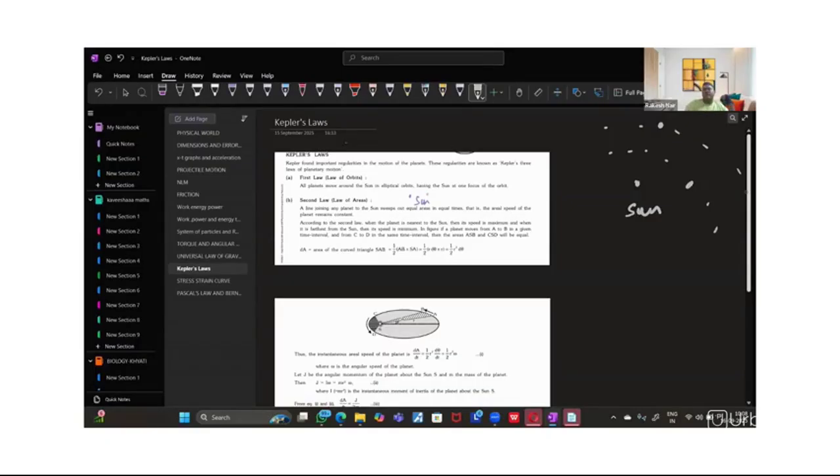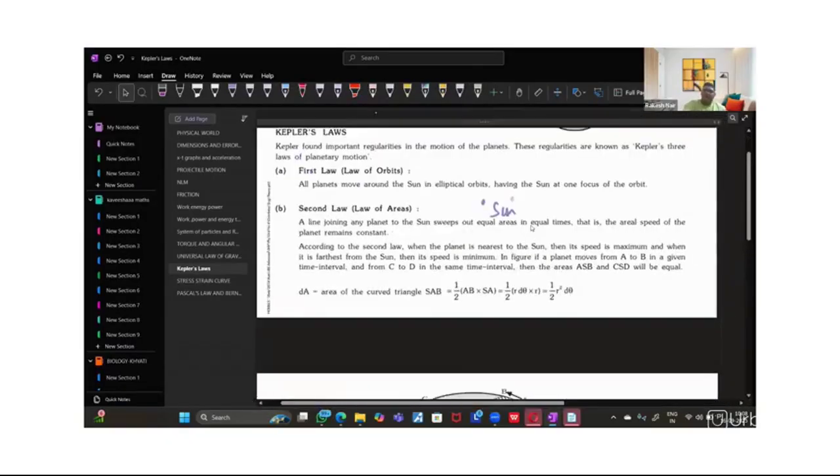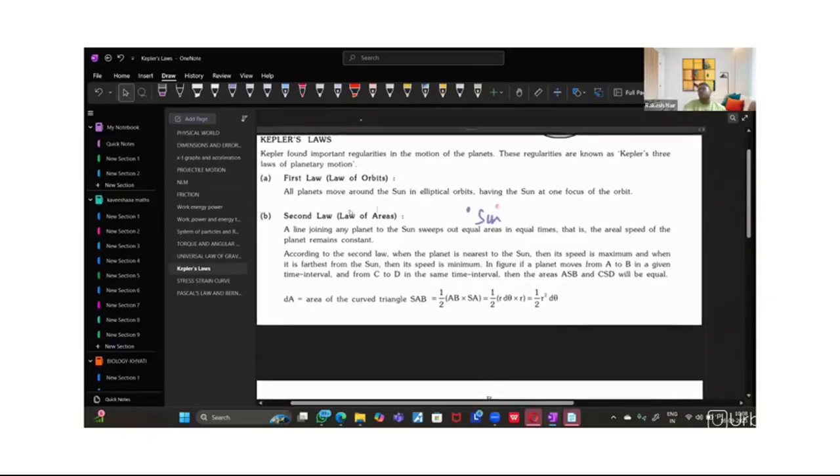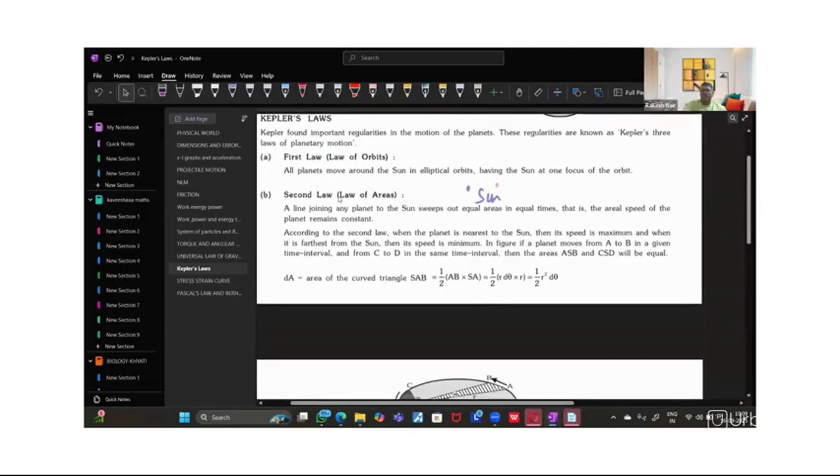So if this is Mercury, this is Venus, we can find that the planets are all revolving around the sun. So that's the first law, which is also known as the law of orbits, because orbits are specific paths along which the planets rotate. And they all rotate and they don't break their paths. Second law is the law of areas.